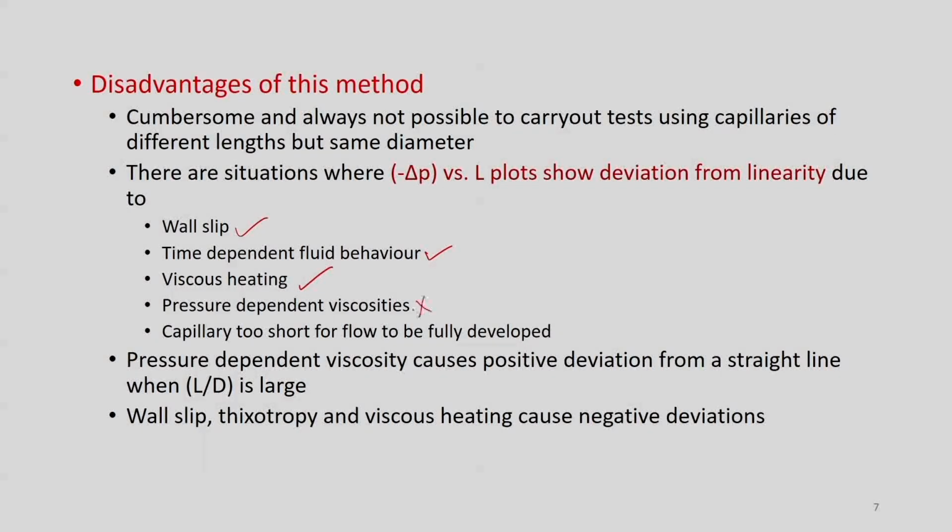So, this is another very important factor. Also, if the capillary is too short, then the flow becoming fully developed is not possible. That is another possible source causing the minus delta P versus L plot not to be linear. Out of these errors, pressure dependent viscosity usually causes positive deviation from linearity when L by D is large, and wall slip, time dependent behavior and viscous heating may cause a negative deviation from the linearity of minus delta P versus L.